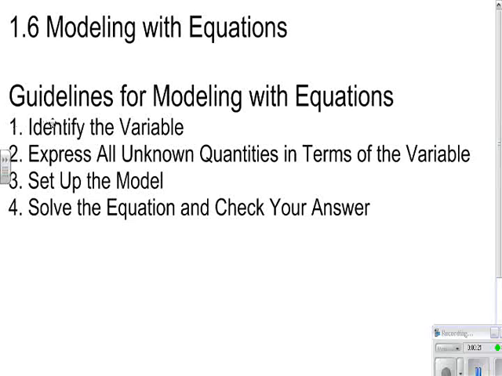Once you do that, you can identify the variable. Then I'd recommend you go back and read a second time, stopping at each step to express all the unknown quantities in terms of the variable. After you have all that information pulled out, that's when you can set up the model and then solve the equation. Be sure to check your answers, make sure that all of the answers make sense.